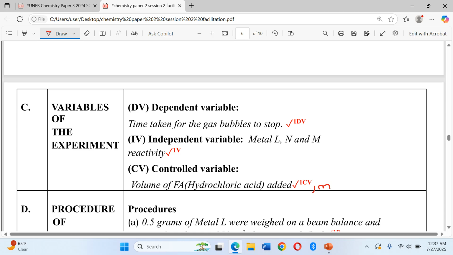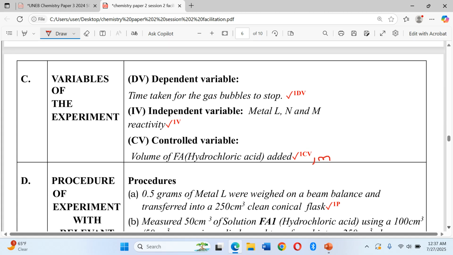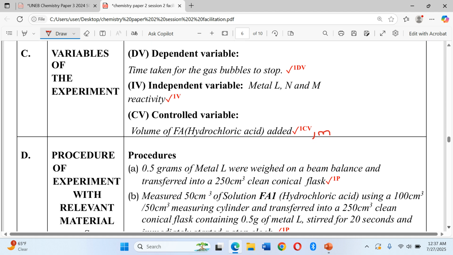And you know that each metal reacts differently with the acid. So depending on the reactivity, it will also help us to measure the time taken for the gas bubbles to stop. So the one which takes less time for bubbles to stop is more reactive. It reacts faster and stops.